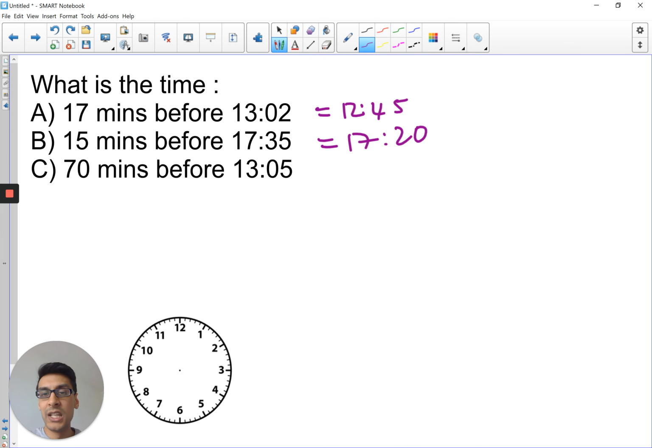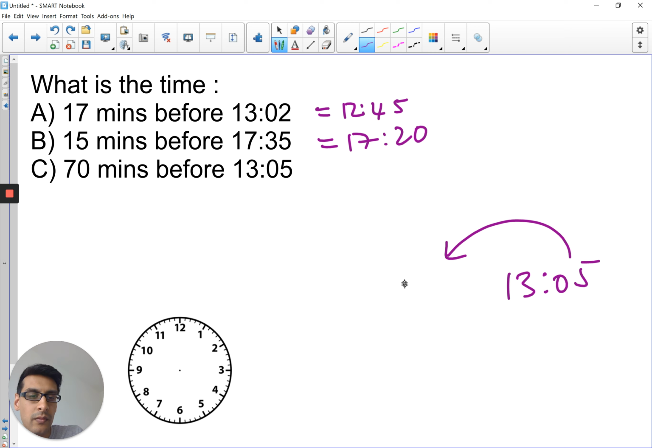And then 70 minutes before 1:05. So take 5 minutes off to get 1 o'clock. And then you're left to take another 65 minutes off. So in this case, I might do a very quick timeline. So you can see I have 5 minutes there. And then I need to take away another 65 minutes. So I'm going to do it by hour though. So I'm going to take 60 minutes off first.